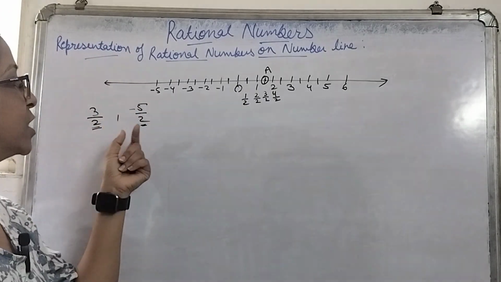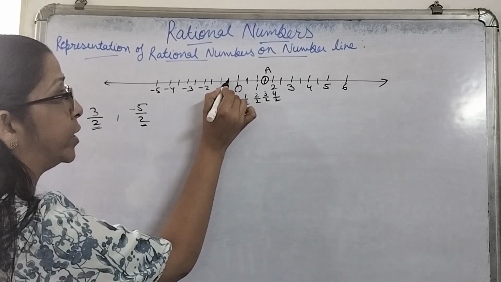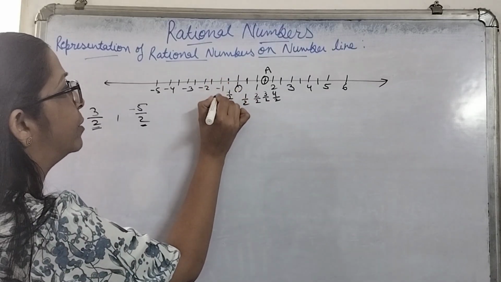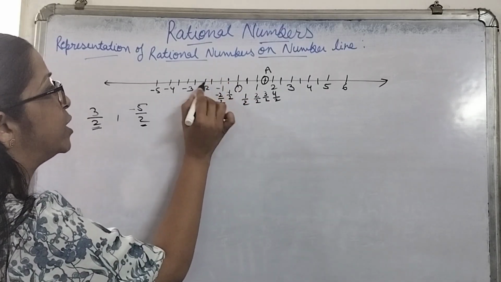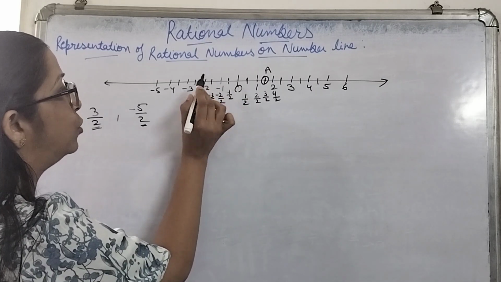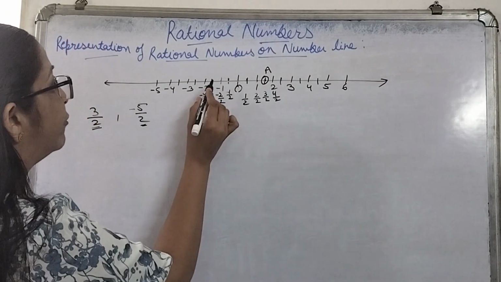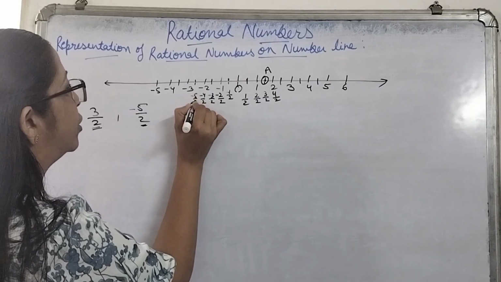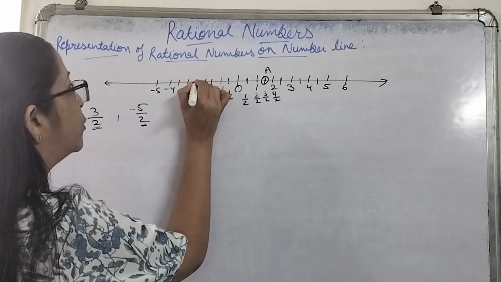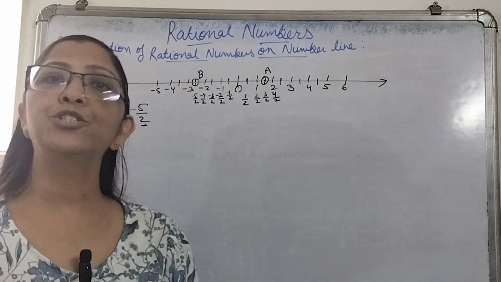Similarly, we have to represent minus 5 upon 2. How will we do that? Now the distance between 0 and minus 1, this midpoint, is representing minus 1 upon 2. Minus 1 could even be written as minus 2 upon 2. The point between minus 1 and minus 2 is your minus 3 upon 2. The point minus 2 could be written as minus 4 upon 2, because minus 4 upon 2 is minus 2 itself. After that, it will be your minus 5 upon 2. That means the point lying exactly in between minus 2 and minus 3. Suppose this point is your B. So point B is representing your minus 5 upon 2.